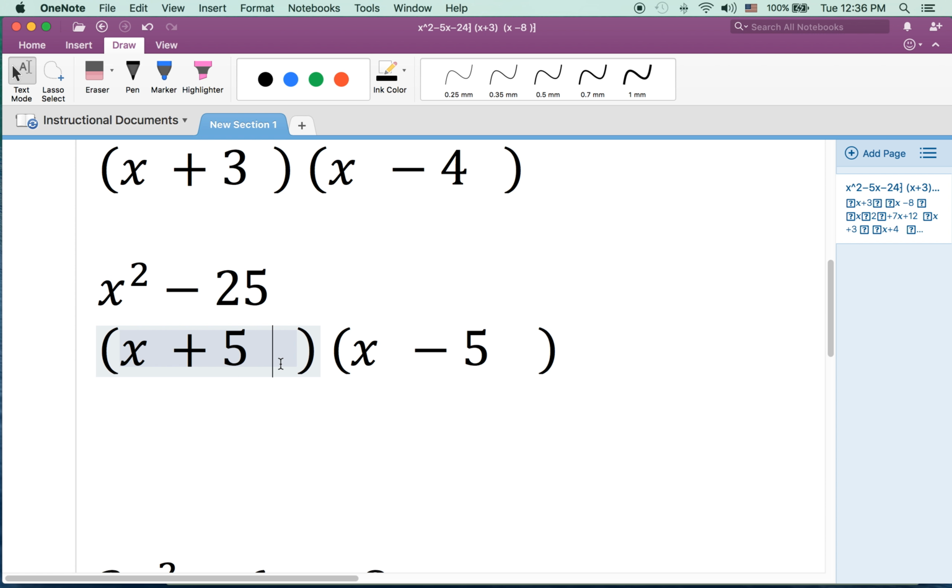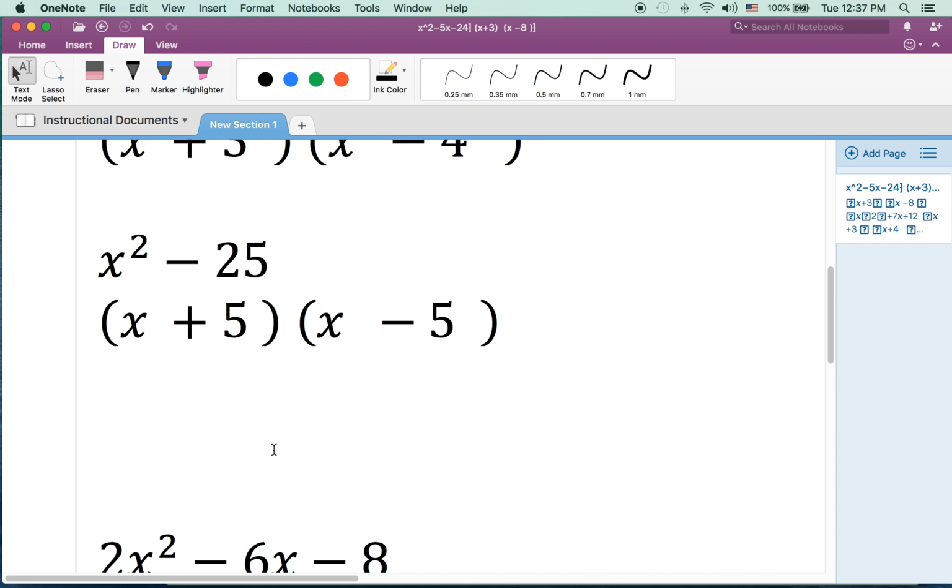All right, if you do enough of these problems, you will figure out that whenever you have a perfect square like 9, 16, 25, 36, 49, the factorization will always look like the square root of whatever that perfect square was, plus or minus. It's called the difference of squares.